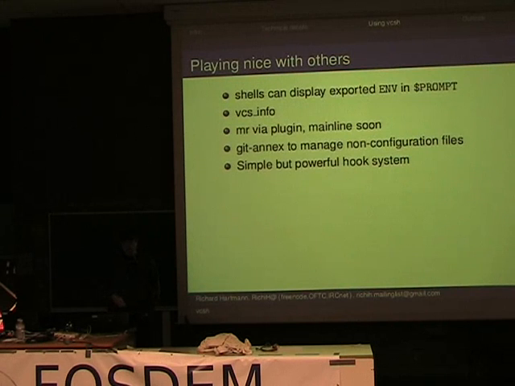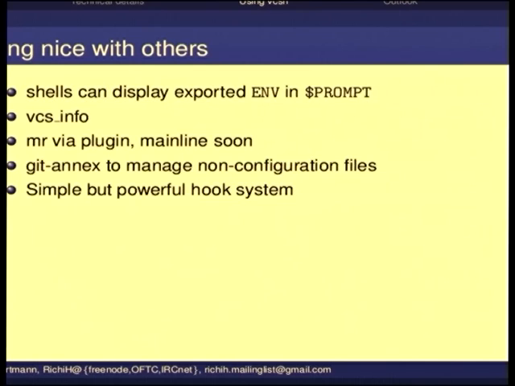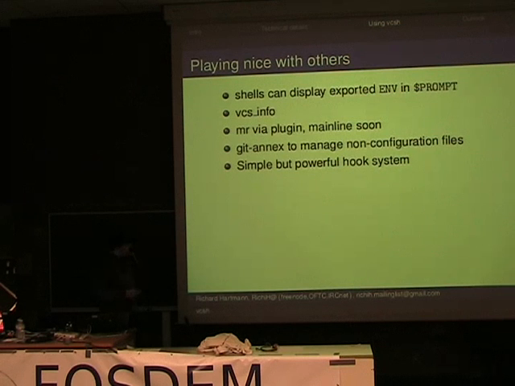I did try to not re-implement anything where I wasn't forced to do so. So vcsh is implemented with a lot of different tools in mind, and it plays very nicely with other tools. One thing which you definitely would want to do is to make your shell display the environment variables which vcsh exports while in the repository, so you know what you're doing, in which context you are, because again, if you do the wrong things, you might trash your data.